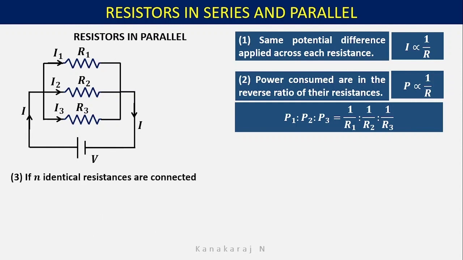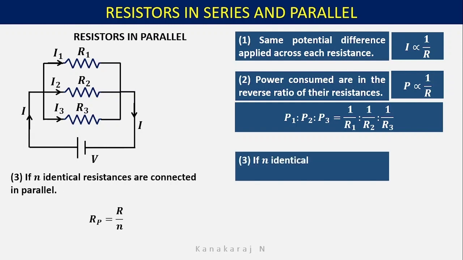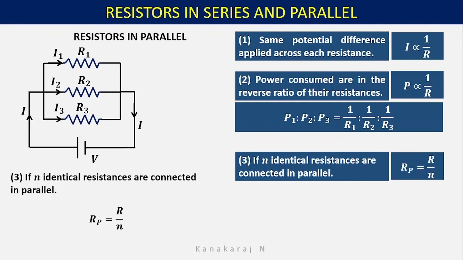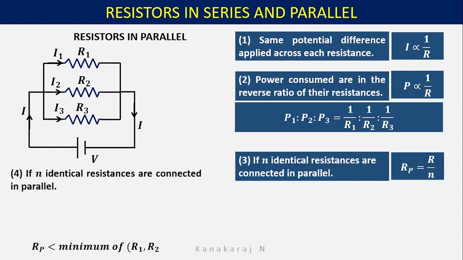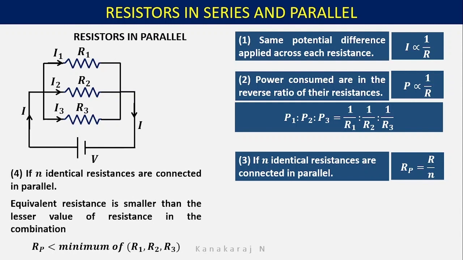If n identical resistances are connected in parallel, Rp equals R by N. The effective resistance will be equal to R by N. Rp, the effective resistance, will be less than the least value of the individual resistances. Equivalent resistance is smaller than the lesser value of the resistances in the combination.